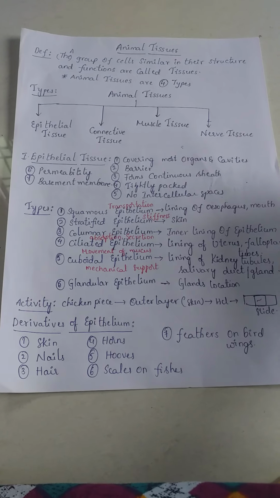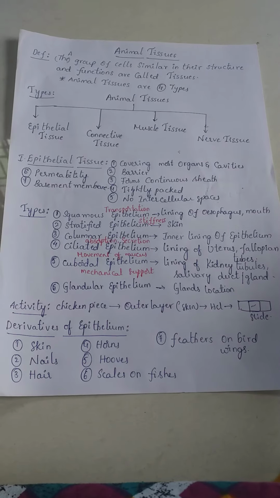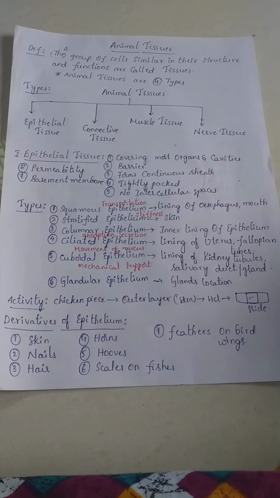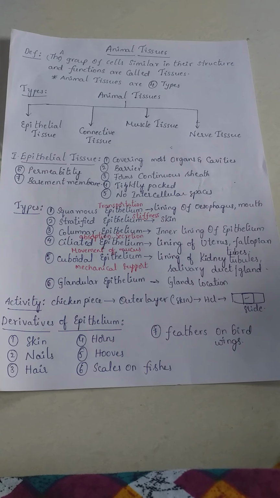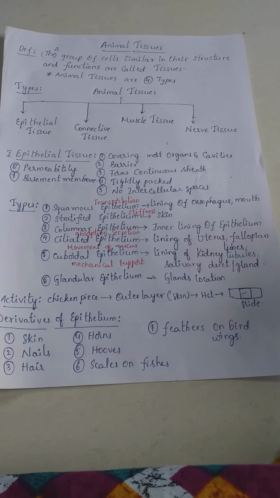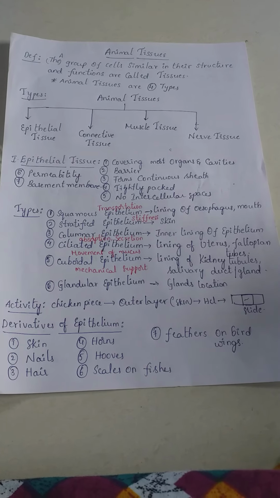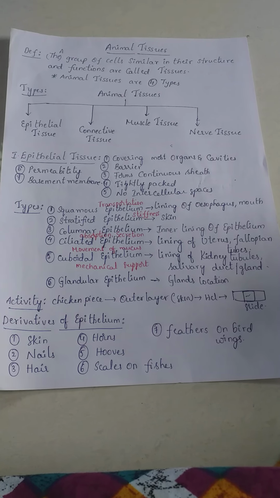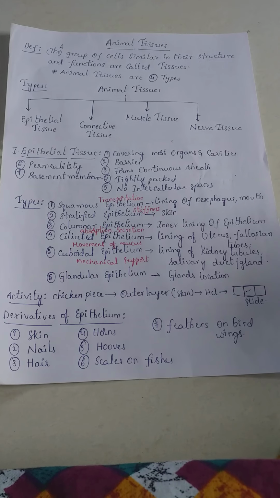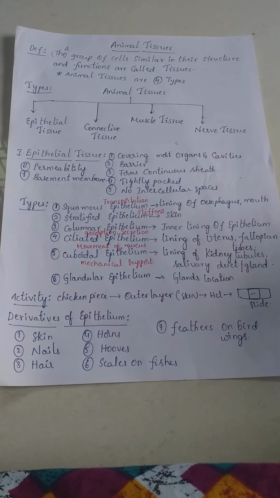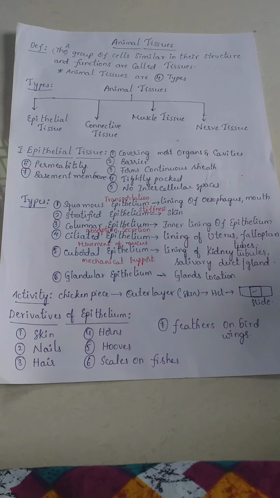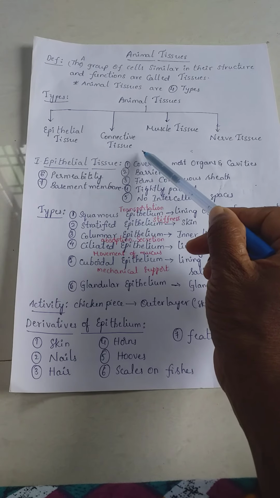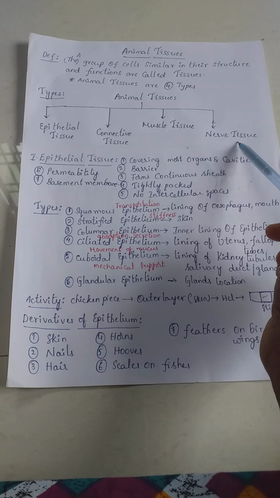Very good morning, children. Today we are going to learn about animal tissues. So, you know that tissue is a group of cells which are similar in their structure and perform the same functions. If they are present in the animal body, we call it animal tissues. Animal tissues are of mainly four types based on their location and function. They are epithelial tissue, connective tissue, muscle tissue and nerve tissue.